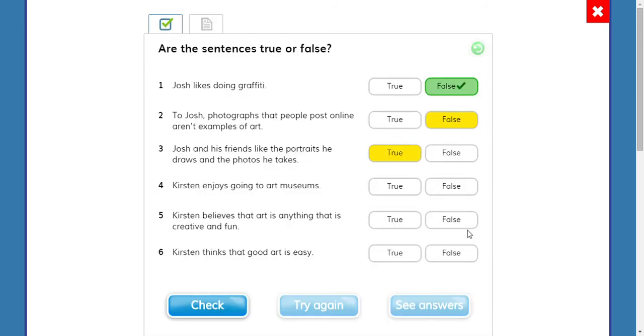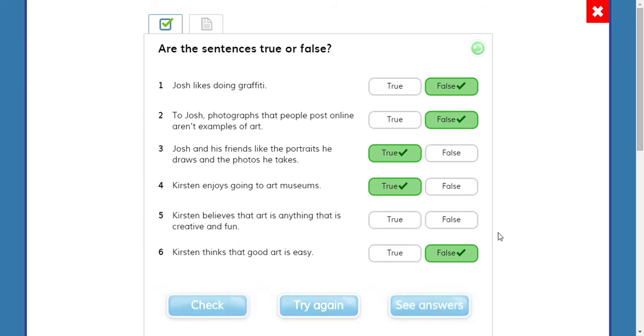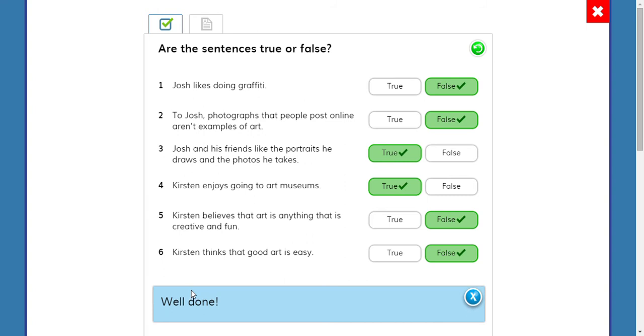Kristen enjoys going to art museums. Yes. Kristen believes that art is anything that is creative and fun. Yes, okay. Kristen thinks that good art is easy. False. I don't know, I just write true or false. Well, let's see. Kristen believes that art is anything that is creative and fun. True? No, that is false. Okay, false. Excellent. Now you can check the answers in your books. Okay, let's continue.